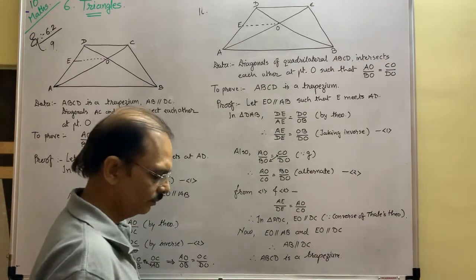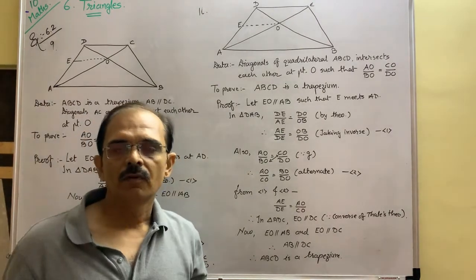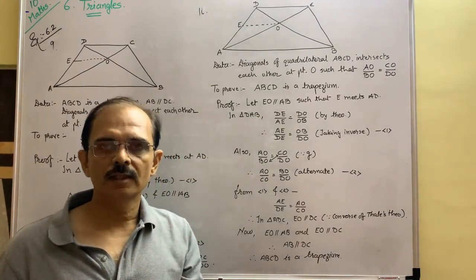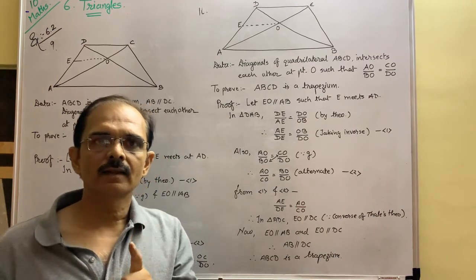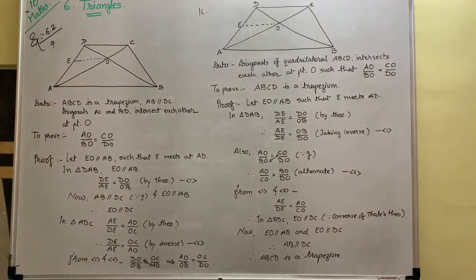Okay, this is your exercise 6.2. Write it. First, understand each and every sum again and then write. It is okay? That's it for exercise 6.2.